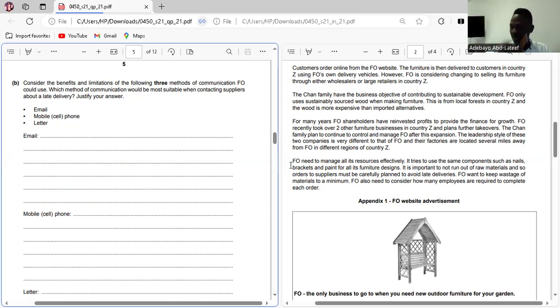So, recommendation. I recommended letter. I wrote that letter may be the best if it can bring about quicker arrangements to deliver the delayed nails and paints. Because based on FO here, in the second to the last paragraph, it talked about business sustainable development and times more expensive than imported.